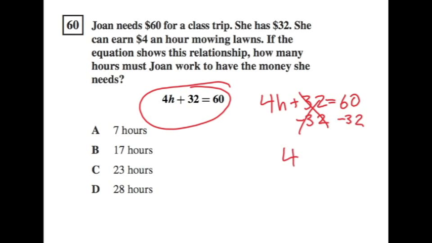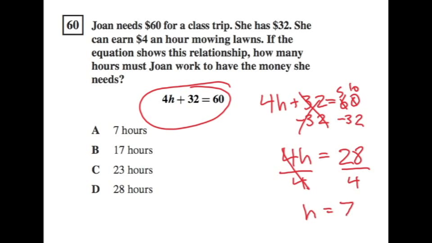So now we have 4h equals, let's see, we need to borrow from there. That's 10 minus 2 is 8, and 5 minus 3 is 2. 28. Now we divide by 4 to get rid of the 4. That's 1h, or just h. 4 goes into 28 that goes into that 7 times. So she needs to work 7 hours, which means our correct answer is A.